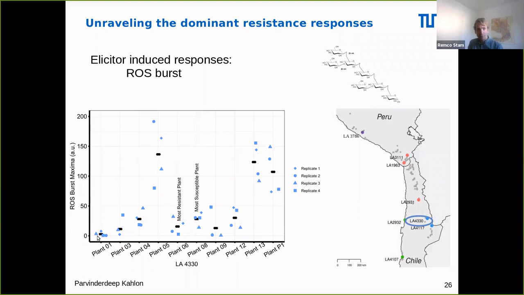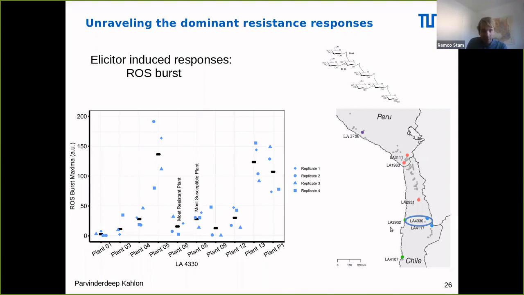So this, we now know, and this came a bit as a surprise to us actually, that ROS burst in Arabidopsis is often seen as a proxy for if you have high ROS, you have a very resistant plant. Here we have one plant that has absolutely no ROS burst at all, yet it is still as resistant as some of the others. And we have some plants that have a very high production of reactive oxygen species, and they're definitely not more resistant or more susceptible than the others.